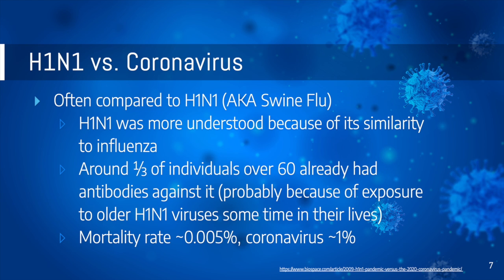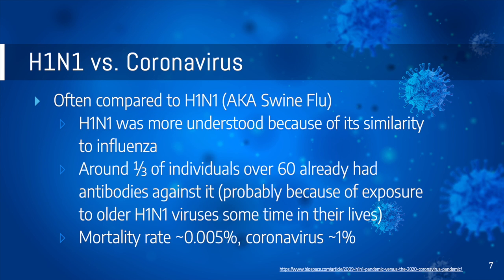Some people claim that everyone is overreacting about this virus and it's just like other diseases we've seen. One comparison that people often make is H1N1, or the swine flu. The differences between this 2009 pandemic and the current COVID-19 is that H1N1 was more understood because it's similar to influenza. Because we understood the flu and H1N1 is so similar, we were able to understand and create a vaccine quicker than we are able to now.